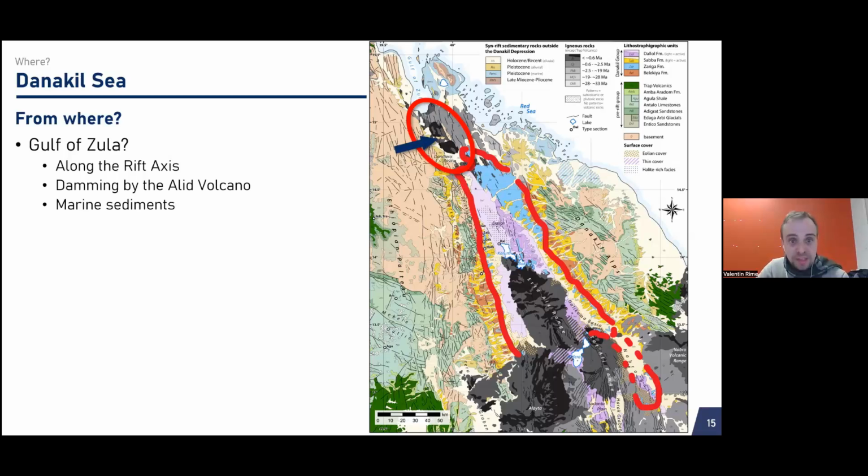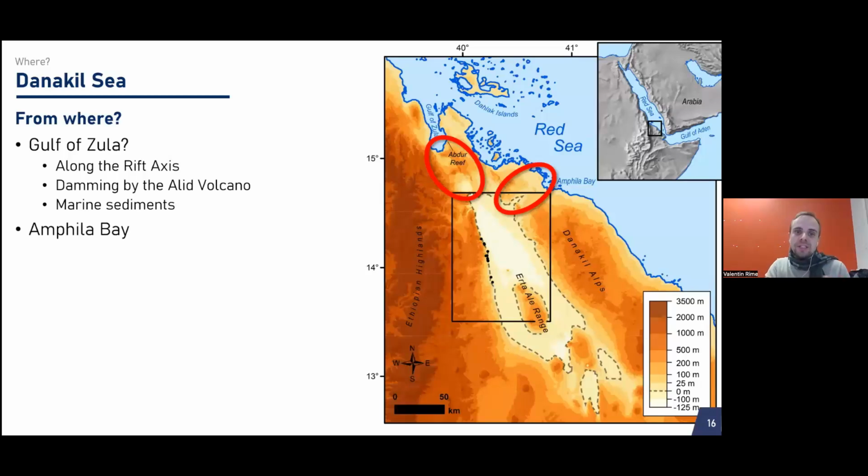We actually think that this is not the true gateway. We think that the true gateway is from the Anfila Bay, which is here. And you can see this when I show the elevation map, and the elevation on the Anfila gateway is much lower. You're at 16 meters above sea level, while on the Zula gateway, you're at more than 200 meters. There are also fossil reefs that are described by some explorer there, and we could identify them on remote sensing.